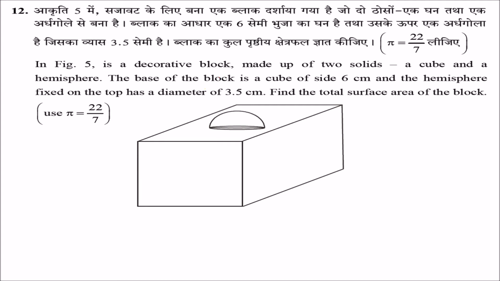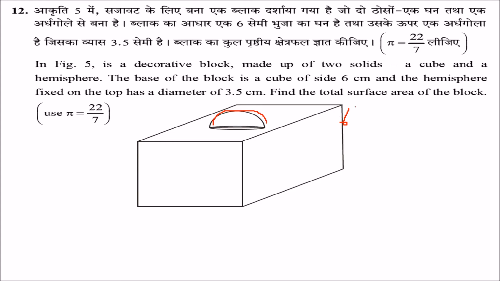In this figure, a decorative block is made up of two solids, a cube and a hemisphere. The base of the block is a cube of side 6. So this is the base 6, and the hemisphere, which is on the top, has a diameter of 3.5 centimeters. Find the total surface area of the block.